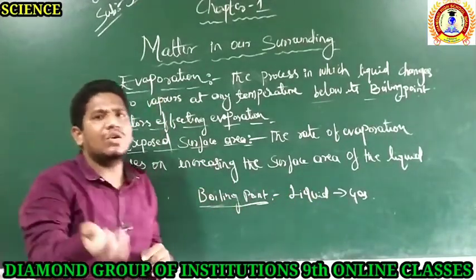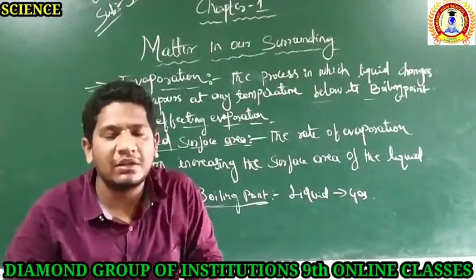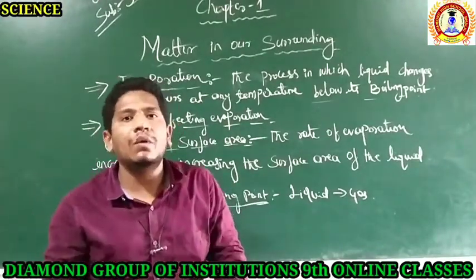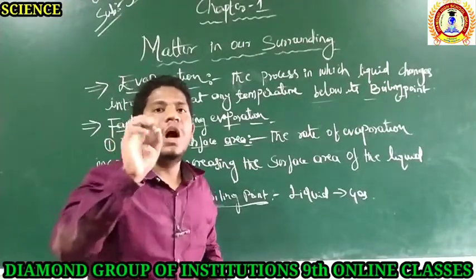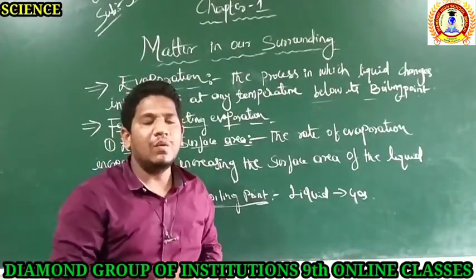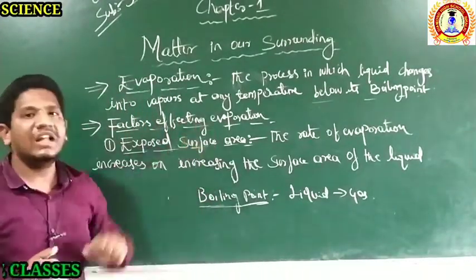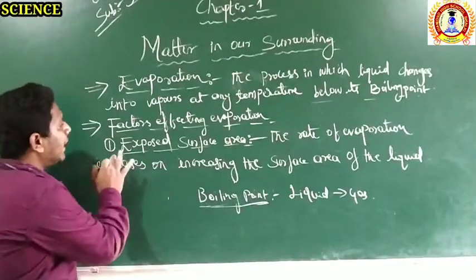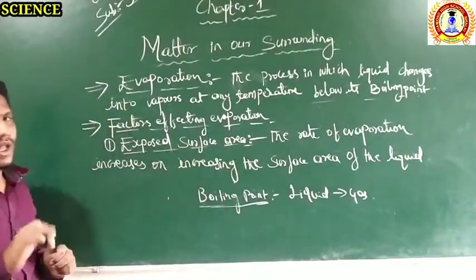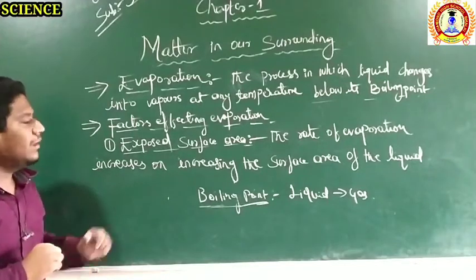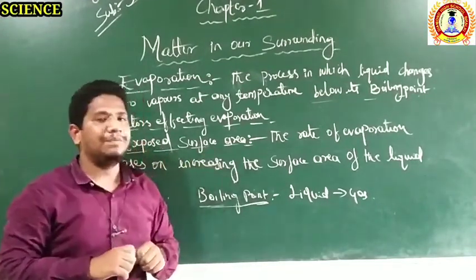Then you may ask the question, sir, how is it possible for the liquid to convert to the gaseous state without reaching its boiling state? That may be your question. The simple way to discuss it is through the factors affecting evaporation. There are 4 to 5 factors. We will discuss them one by one. The first factor is exposed surface area.